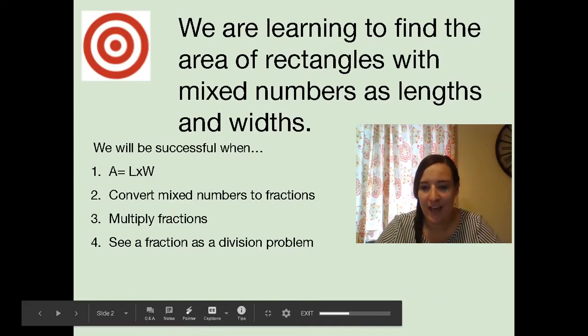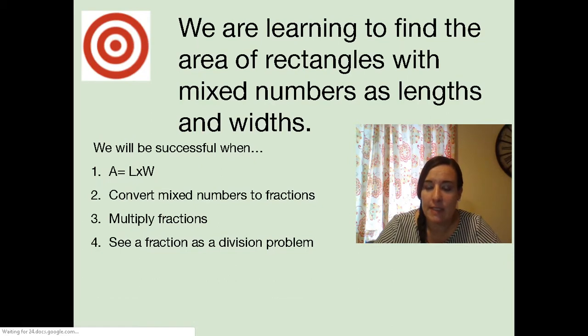We're learning Module 5, Lesson 13, where we're learning to find the area of a rectangle with mixed numbers as lengths and widths. So it's mixed number times mixed number, and we're trying to move away from the area model, but we still need to remember that area is length times width. And the way that we're going to be able to take a mixed number times a mixed number is if we learn how to convert those mixed numbers into improper fractions.